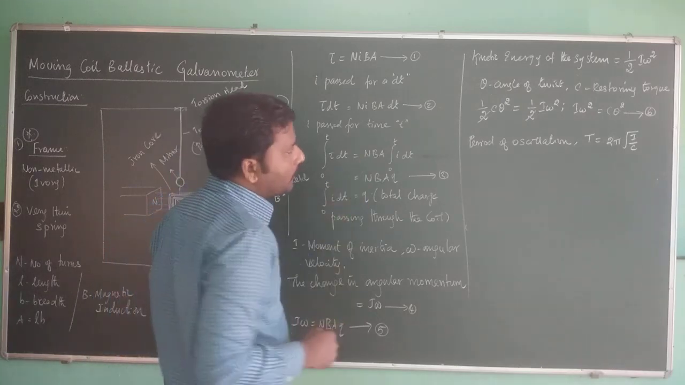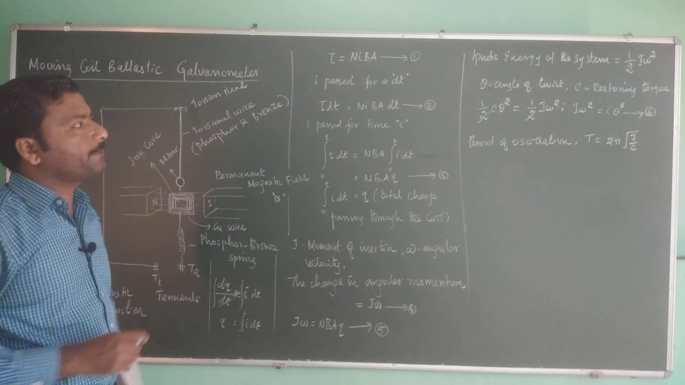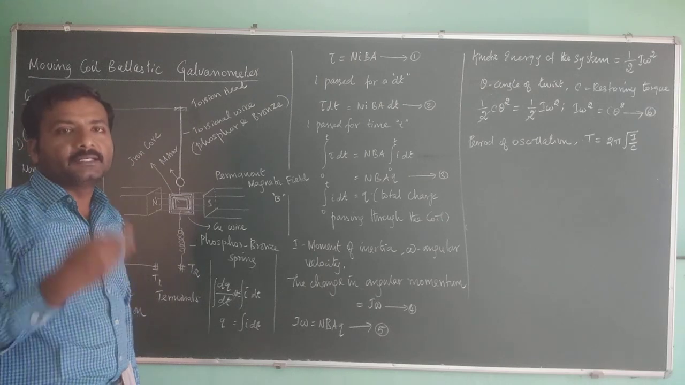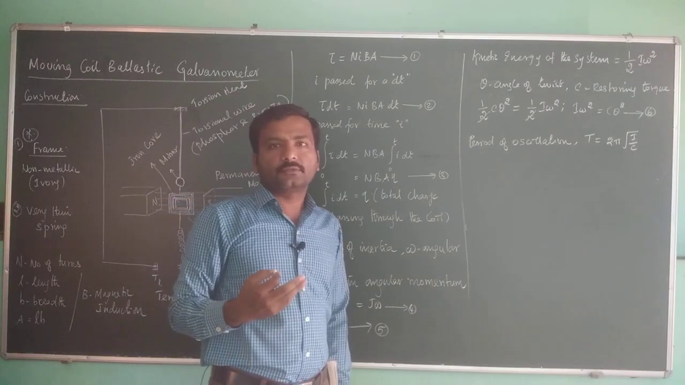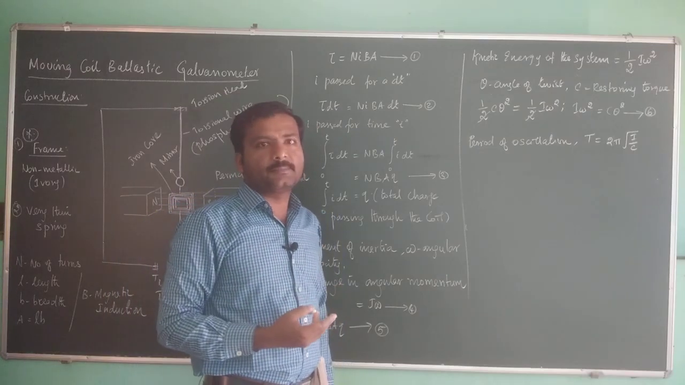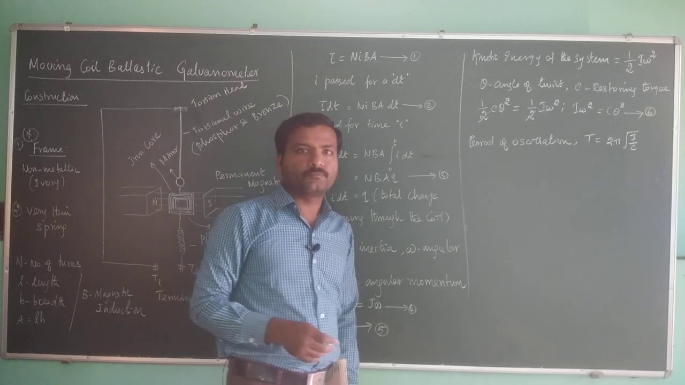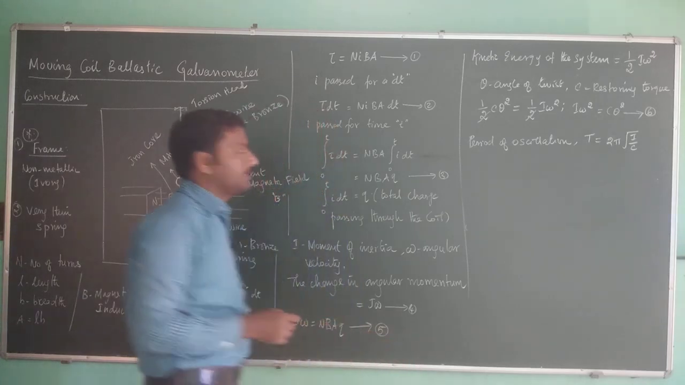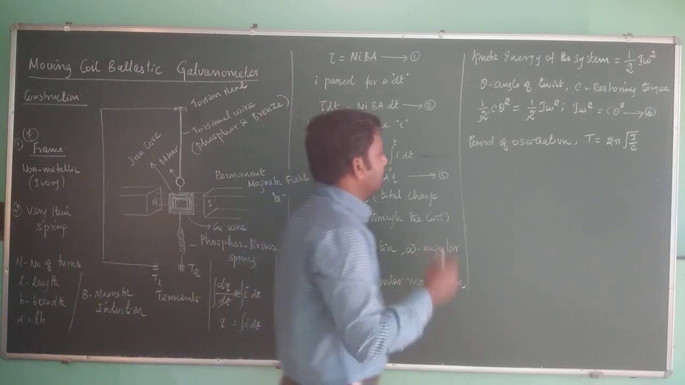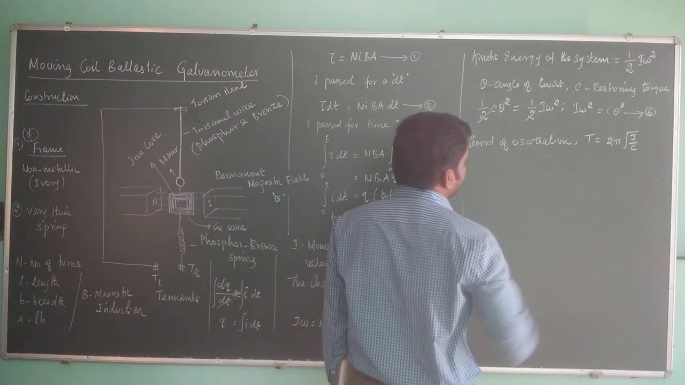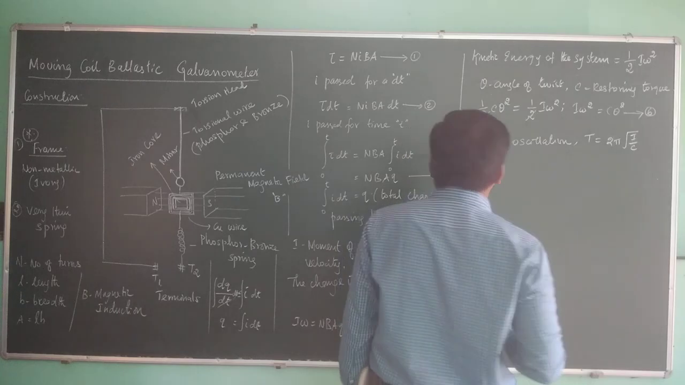And if you want to know how this expression T equal to 2 pi square root of I by C is obtained, you may refer to our video number 3 or video number 4, which is listed in the playlist of basic physics. That is the course going for forensic science as of now in our channel. You may refer to that if you want the expression for T equal to 2 pi square root of I by C.